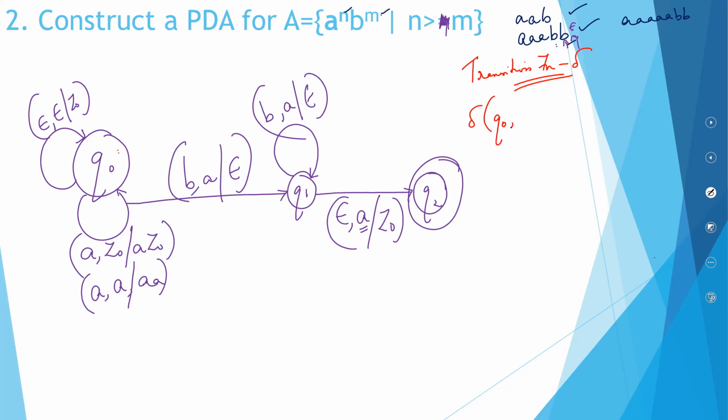Now you will have to write transition functions for each and every transition. So this is my initial transition. I am in a state called Q0, the present state. I have encountered an epsilon. My top of the stack is epsilon.